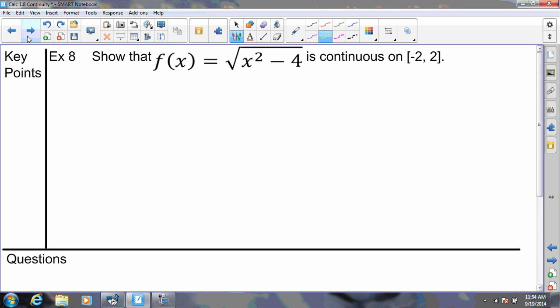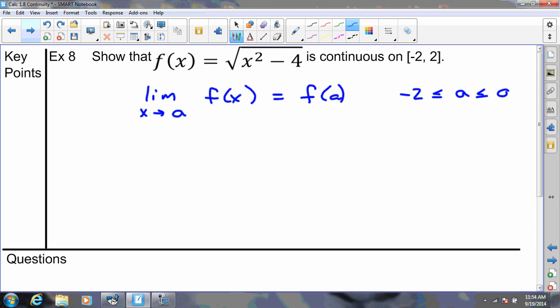So, show that this function is continuous on -2 to 2 with the points being included. Well, that's just saying we need to have the limit as x approaches some number a actually equal the function value whenever a is -2 or 2 or in between. This is what we need. To say that they're continuous, they have to have this part be true.